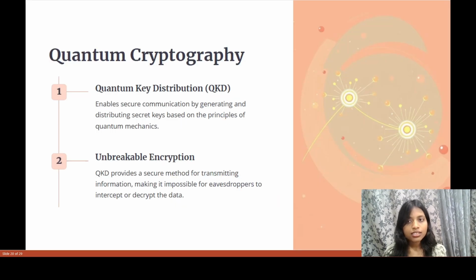Now we will see the next slide. Quantum cryptography, unhackable security. Quantum key distribution, QKD. This technology allows two parties to share encrypted messages using quantum properties. If a hacker tries to intercept the data, the quantum state changes, alerting the users. Unbreakable encryption. As quantum computers advance, classical encryption methods may become obsolete. Quantum cryptography will be essential for securing future communications.